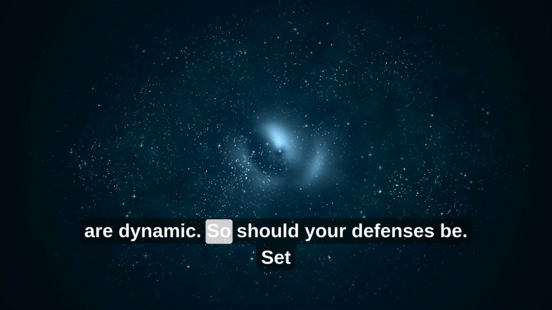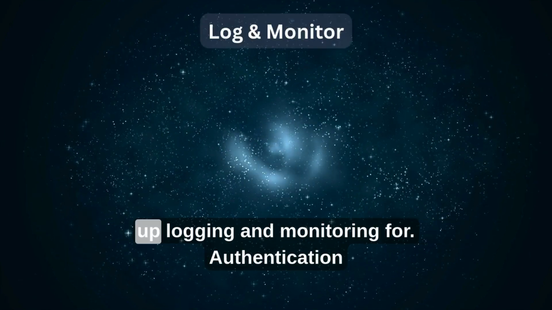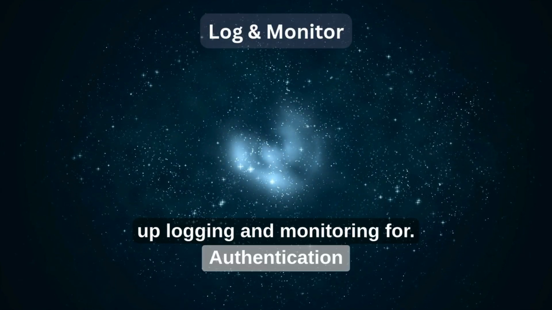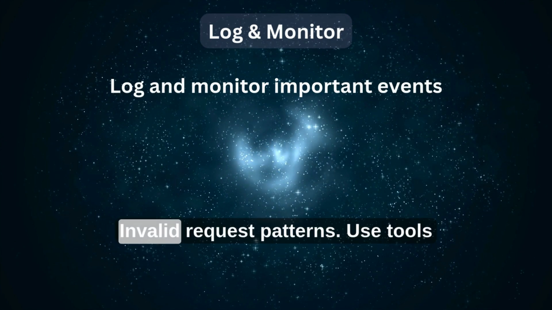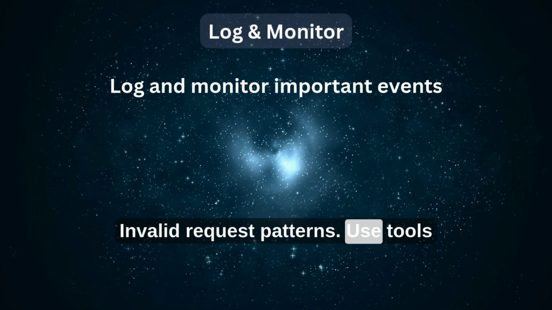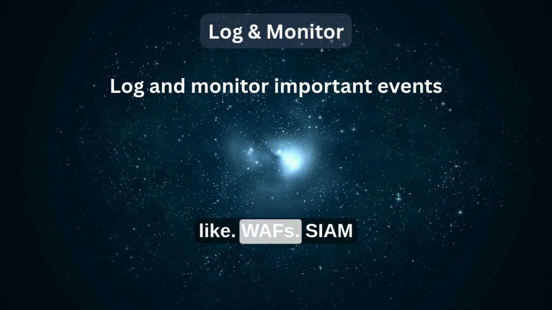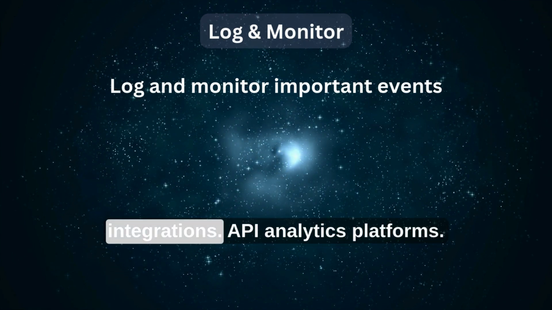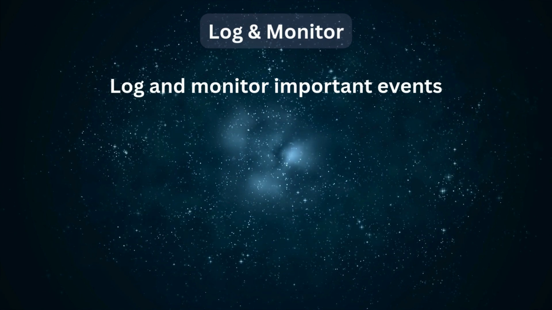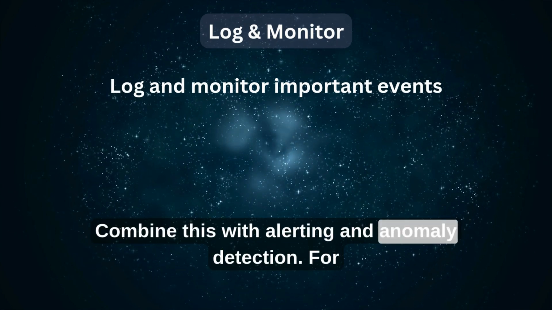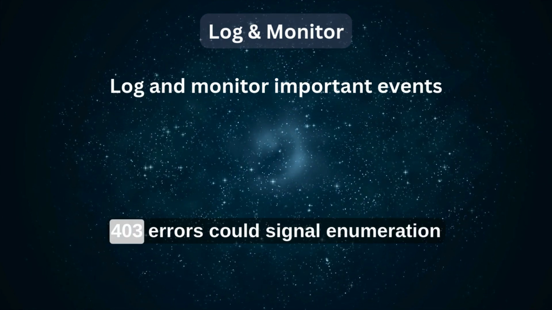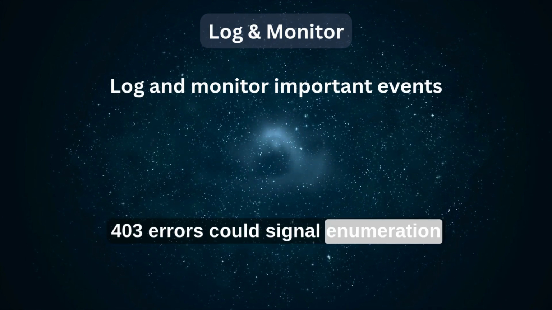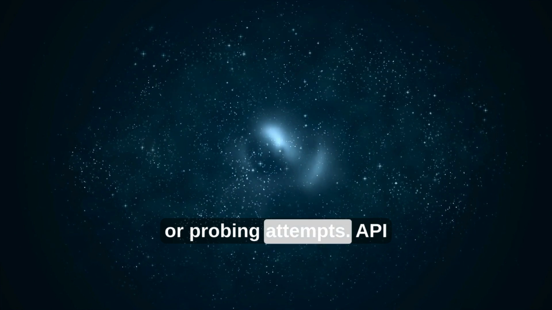APIs are dynamic, so should your defenses be. Set up logging and monitoring for authentication attempts, unusual traffic spikes, invalid request patterns. Use tools like WAFs, SIEM integrations, API analytics platforms. Combine this with alerting and anomaly detection. For example, a sudden spike in 403 errors could signal enumeration or probing attempts.